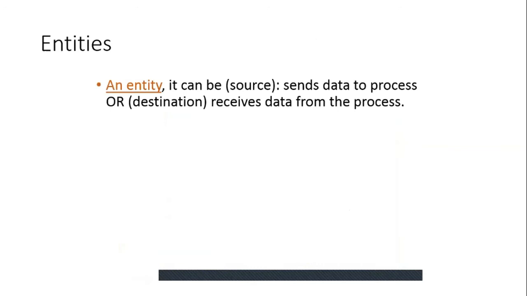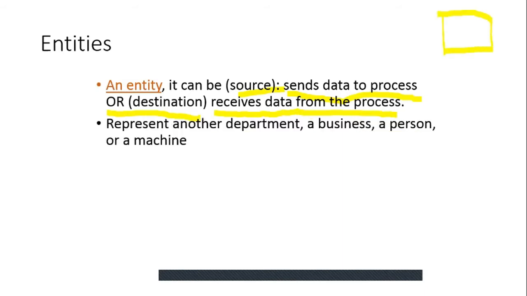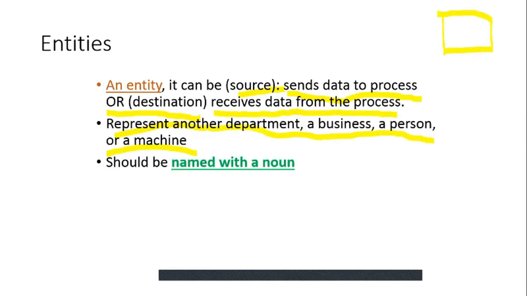Entities. An entity can be a source, which means it may send data to a process, or it may be a destination, which means a receiving point of data from the process. It is represented by a square box. It represents another department, a business, a person, or a machine. And it should be named with a noun.